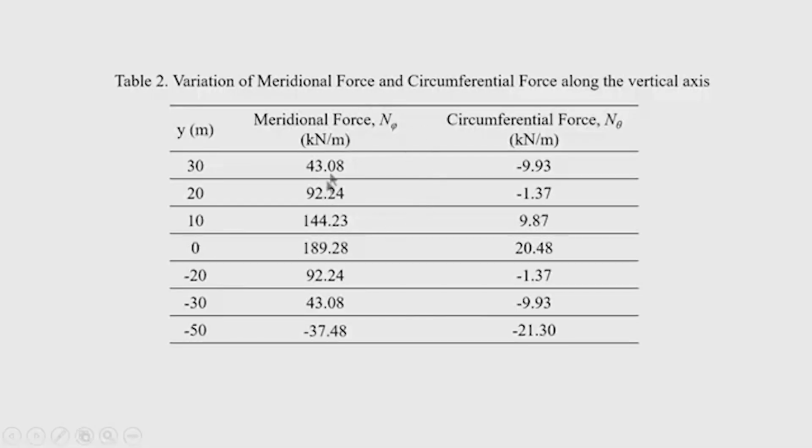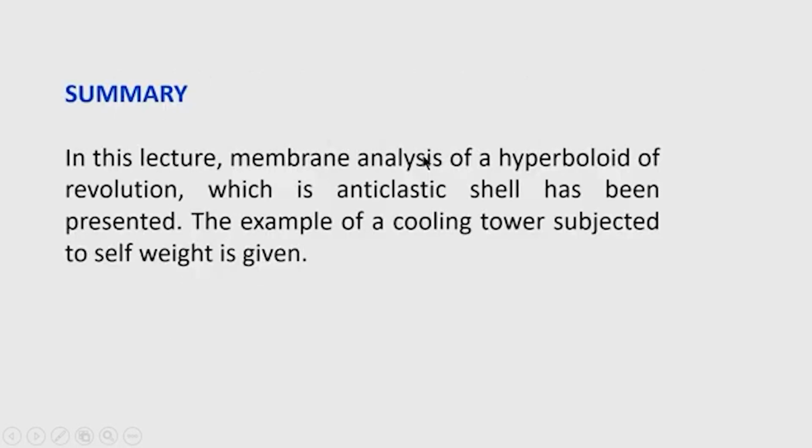Okay. So, this is the analysis of the hyperboloid of revolution, which is a very important structure in thermal power stations, and obviously it falls under a doubly curved anticlastic shell, and that is a shell of surface of revolution. Let us see the summary of today's lecture. In this lecture, membrane analysis of a hyperboloid of revolution, which is an anticlastic shell, has been presented. The example of a cooling tower subjected to self weight is given. Thank you very much.